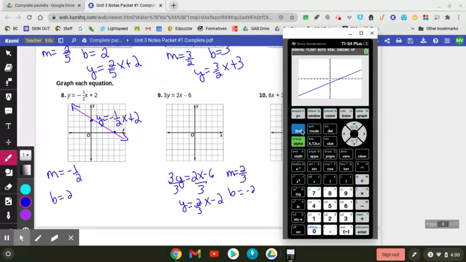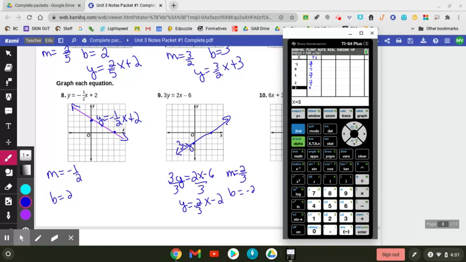But what I can do is I can go to second table and get some points. And I can look for the nice points. I can scroll through. And I'm going more and more negative. I don't want to go that far negative. So I can see that at 0, it's -2, and at 3, it's 0. I plot those 2 points, I connect, and I write my original equation on the line.